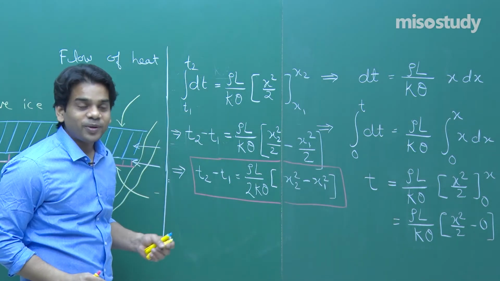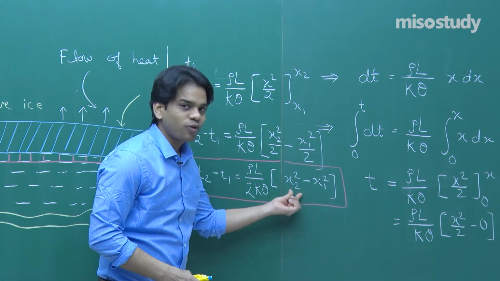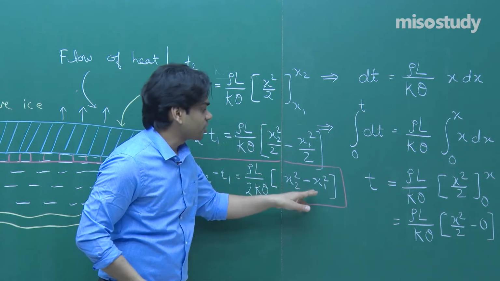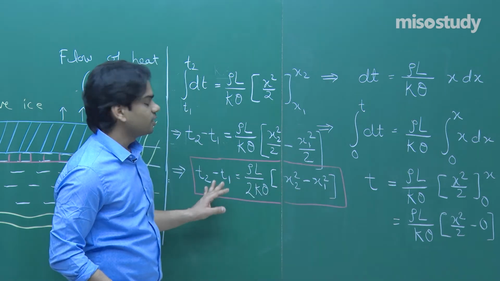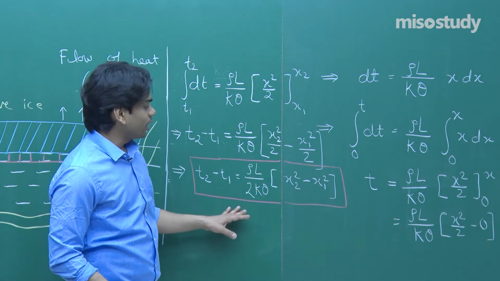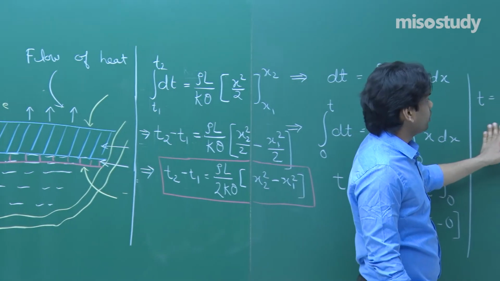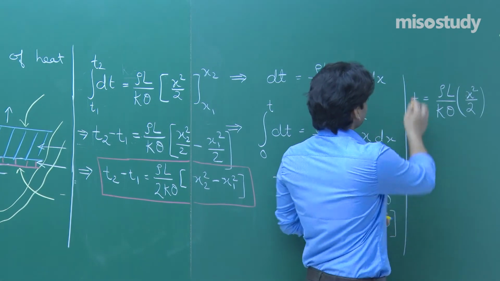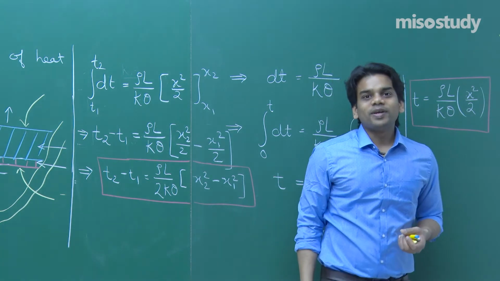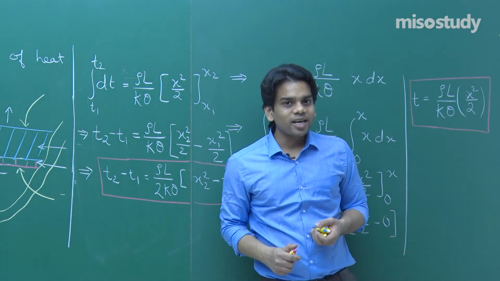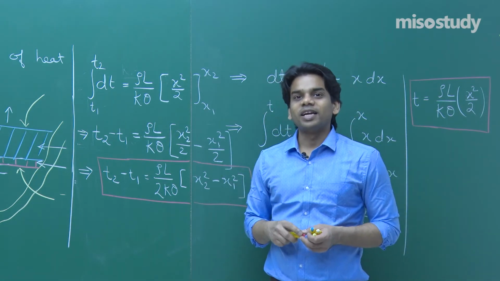Within any definite time period, the thickness of layer added will be proportional to, see here, x2 is the final thickness, x1 is the initial thickness, so their difference x2² minus x1² will be proportional to the time. This is what we have obtained. One equation is this. Now for the entire ice layer, you can use this equation, time t equals ρL by kθ x² by 2. These two formulae help us understand in what time a definite layer of ice will be added up in the ice shelf above the lake.